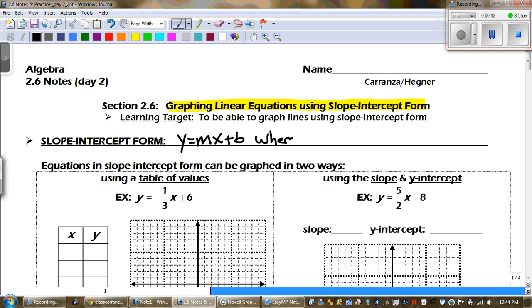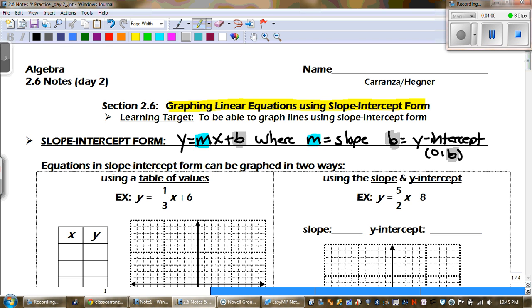where m equals your slope and b is your y-intercept. And remember, that's always written as a point, (0, b). Okay? So m is your slope. B is your y-intercept, and that's going to be a point.